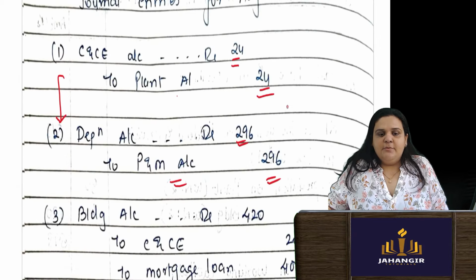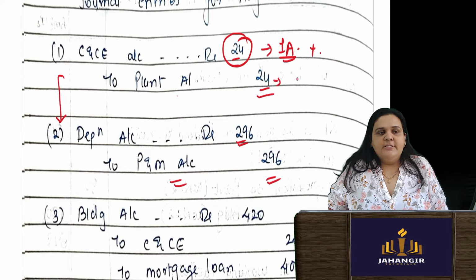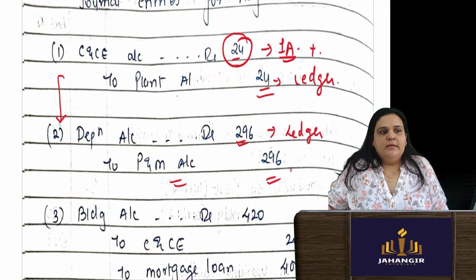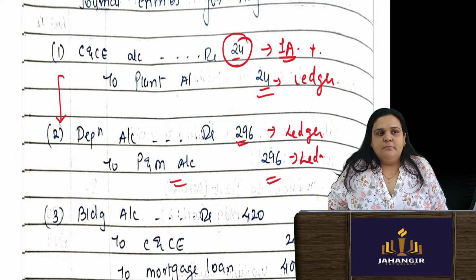Cash and cash equivalent 24 lakhs. This is related to your investment activity, no? Positive. And this will go in my ledger. Depreciation also I will make a separate ledger. This also will go in my ledger.